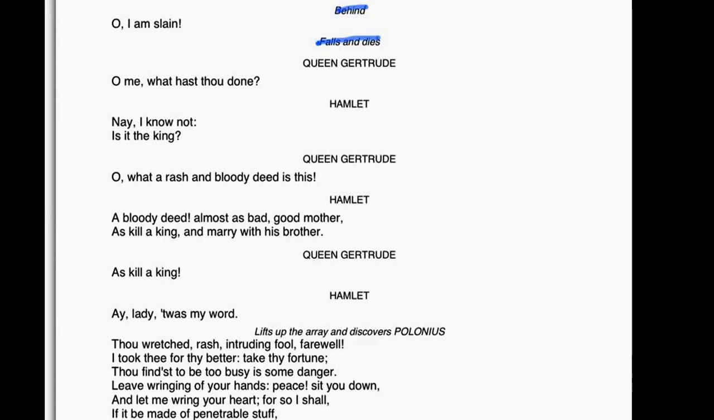And Gertrude says, well, that was a terrible act. What a terrible thing to do there. And Hamlet replies, "It's almost as bad as kill a king and marry with his brother." So he's got that accusing tone, and he's just come out and straight out told Gertrude, his mother, what he thinks she's done. And she responds with astonishment, "As kill a king?" So that repetition and exclamation indicates the surprise and disbelief that she's feeling about that.